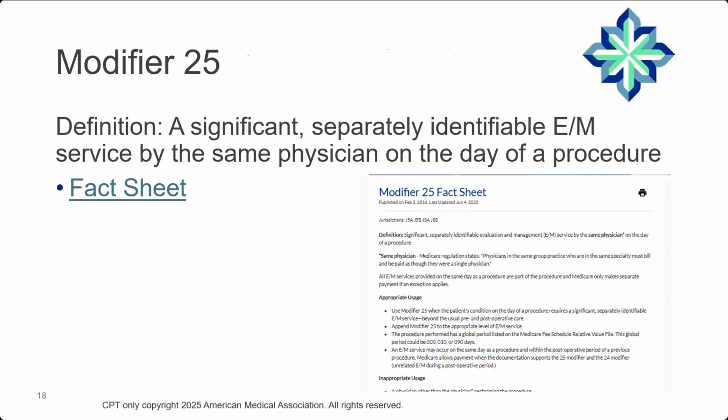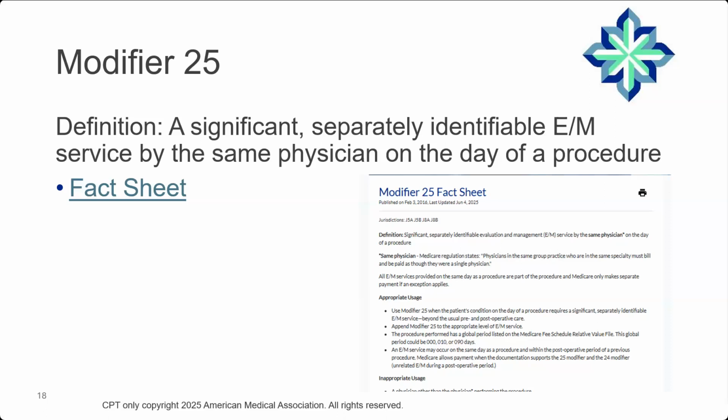All right, modifier 25. This is the one that is appended to the wrong procedure most often, which means it's not appended to the E&M code. Instead, it's appended to the surgery or a different code. So please make sure that first and foremost, when you look at the modifier 25, you are appending to an E&M procedure code. And it's a significant, separately identifiable E&M by the same physician on the day of a procedure.